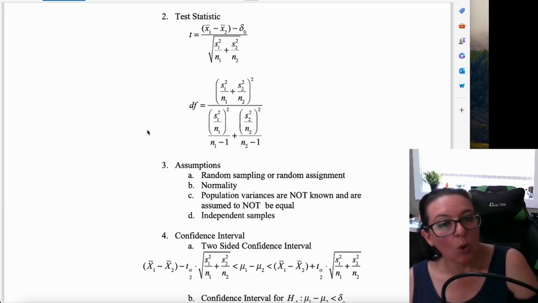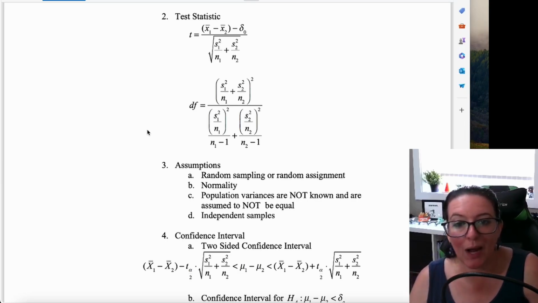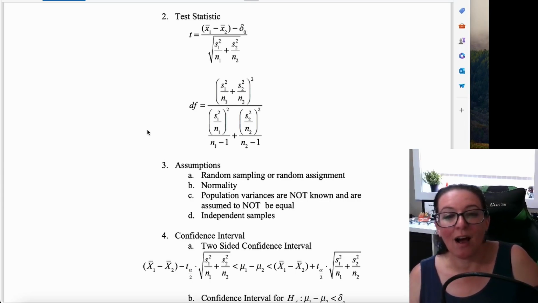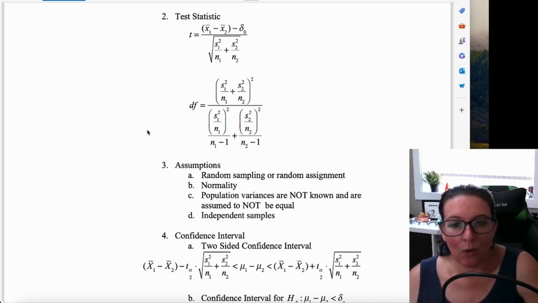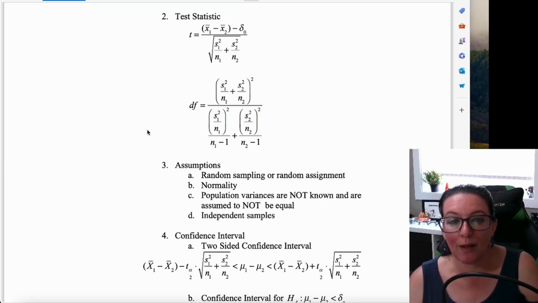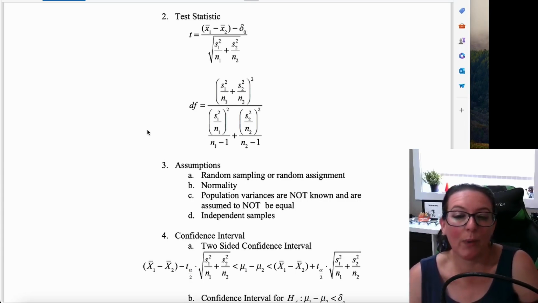With this test statistic, there are assumptions. We are assuming random sampling. You really can't do hypothesis testing without that first assumption because you can't make statements about the population if your sample isn't representative of that population. Now, we assume normality. In order to use the t-distribution, we're assuming the underlying population is normally distributed. We can check those types of things with QQ plots. We are assuming the population variance and standard deviation are not known, and they are not assumed to be equal. So either we don't know or we know they're different.